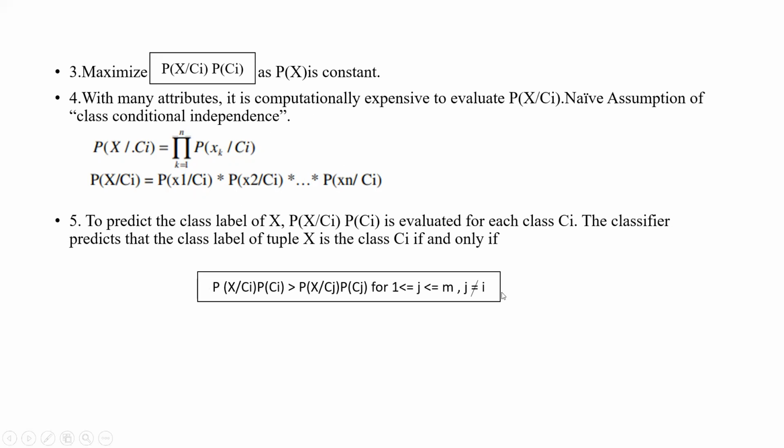Next, after this, we predict the class label of X. That is step 5, where we are predicting the class label of X. P(X|Ci)P(Ci) is evaluated for each class Ci. Now the classifier will predict that the class label of tuple X is the class Ci if and only if the following formula holds.